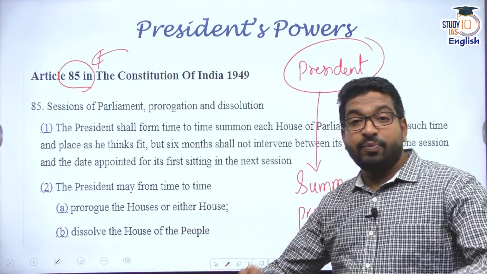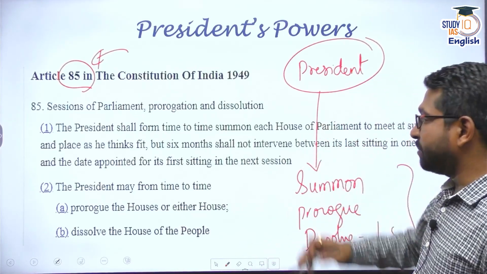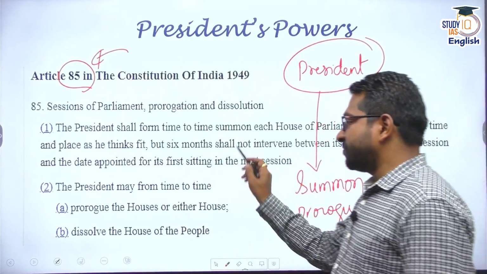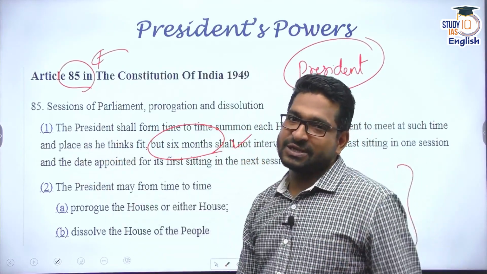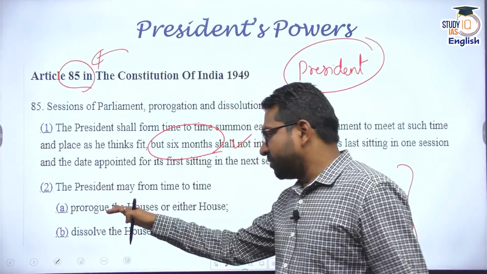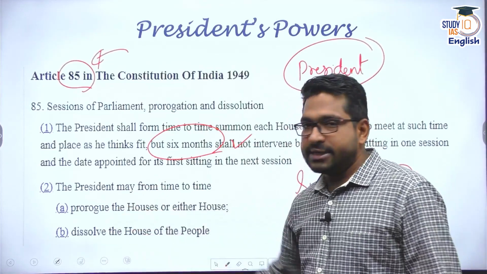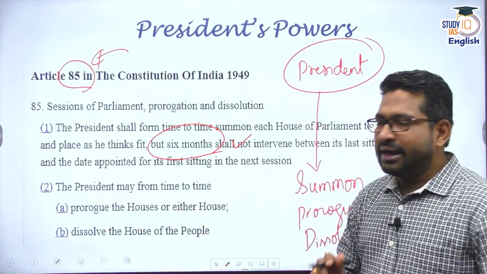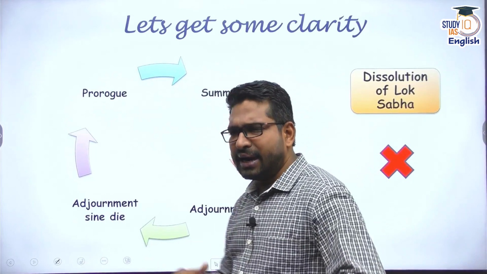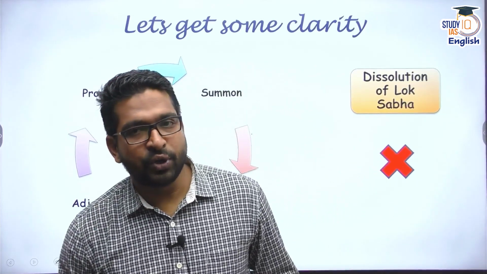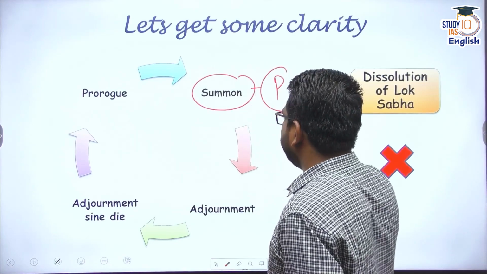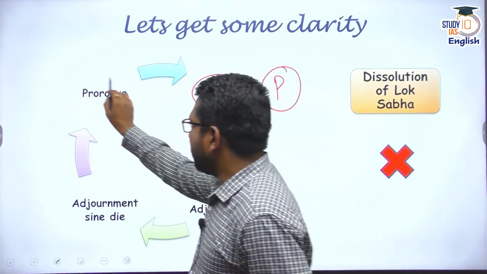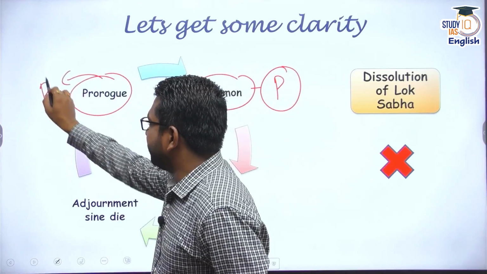Under Article 85, president has to summon the house from time to time. And please remember, within two sessions, the maximum time difference can be 6 months. President has the power from time to time to prorogue the house and dissolve the house as well. Article 85. Now, let's look at this terminology and understand what exactly happens. As I told you already, summoning power is with the President of India. The proroguing power is also with the President of India.